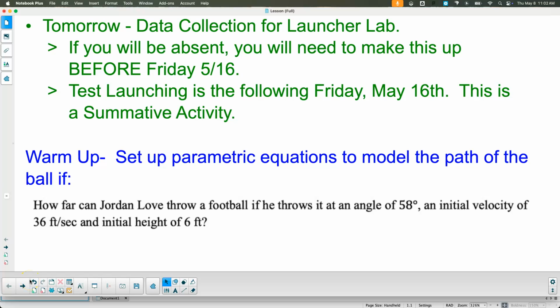All right. So tomorrow we're going to be doing some data collection for our launcher lab, our Ring of Fire lab. Then next week, Friday, you will be actually launching, completing the lab, I think is the best way of saying it.